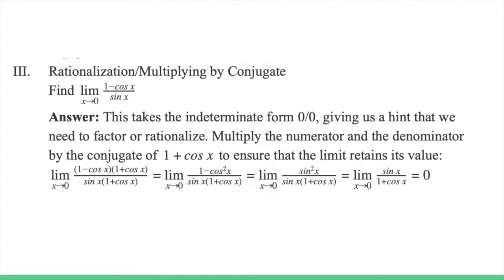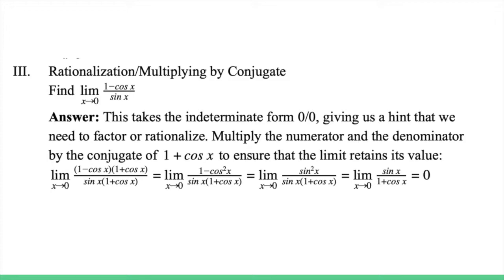Third method, we have rationalization or multiplying by a conjugate. So we have the limit as x approaches 0 of 1 minus cosine x over sine of x. Using our limit properties and directly plugging in first, obviously go for direct substitution first. That is the number one technique when evaluating limits. We plug in 0 to 1 minus cosine x, we get 1 minus 1, which is 0. And we plug in 0 to sine x, which is 0. So we get 0 over 0, which gives us a hint that we need to factor or rationalize.